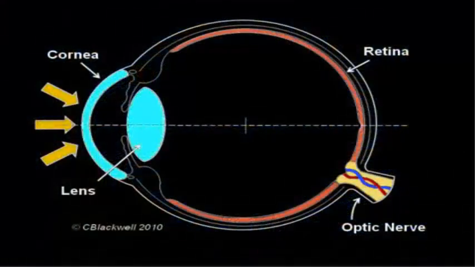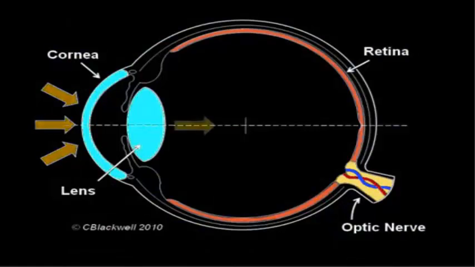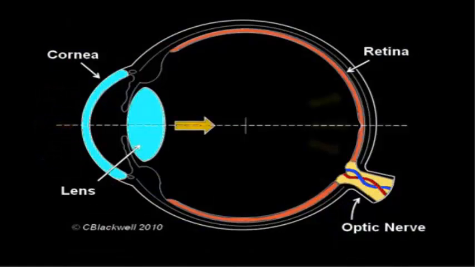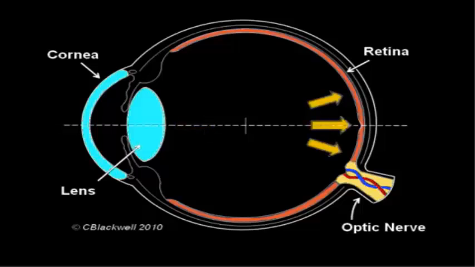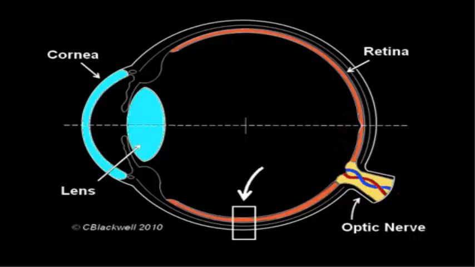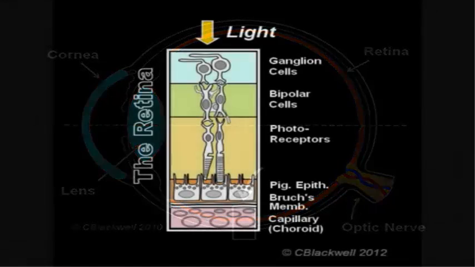Light from the outside world is focused by the cornea and lens. Within the eye, the retina is the part that senses light, with specialized cells called rods and cones. As the photoreceptors receive the light, that triggers a nerve impulse that is sent along the optic nerve back to the brain. If we take a piece of retina and examine it under a microscope, it looks like this.